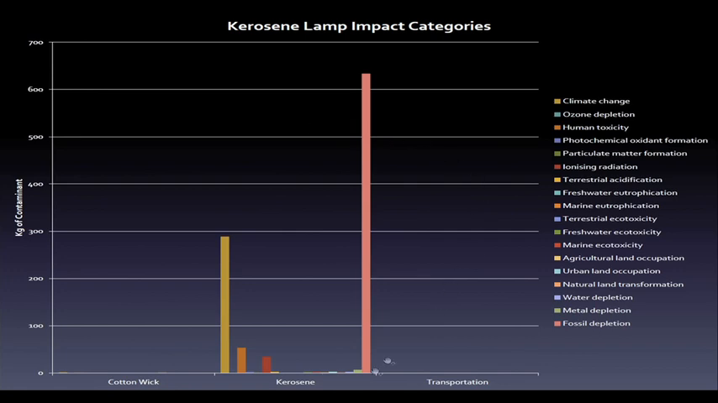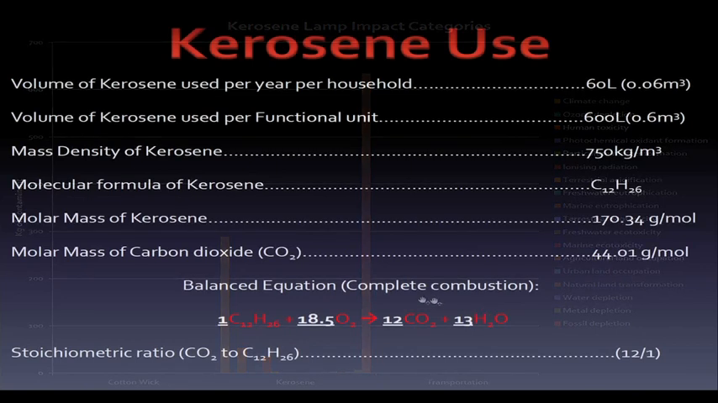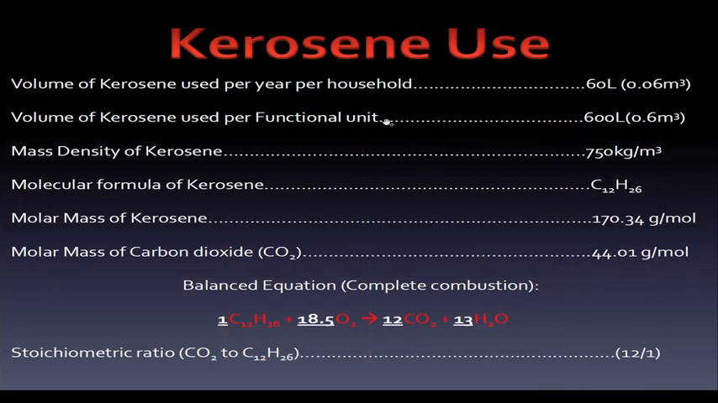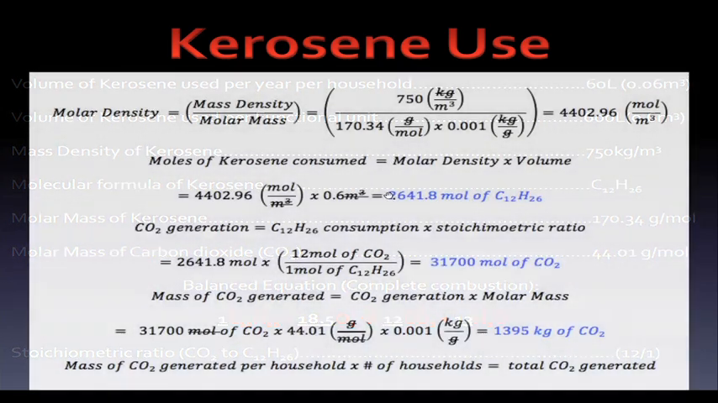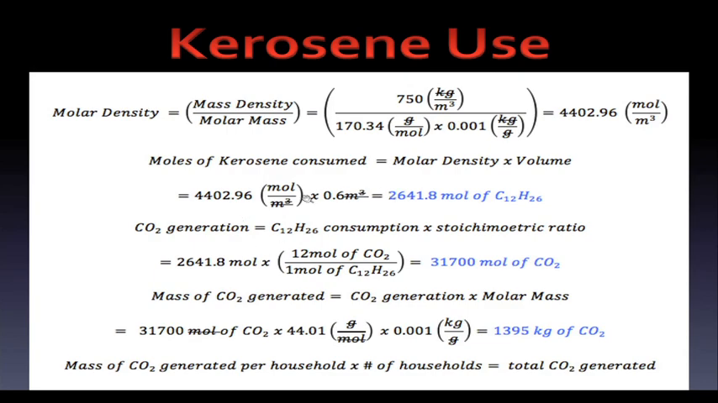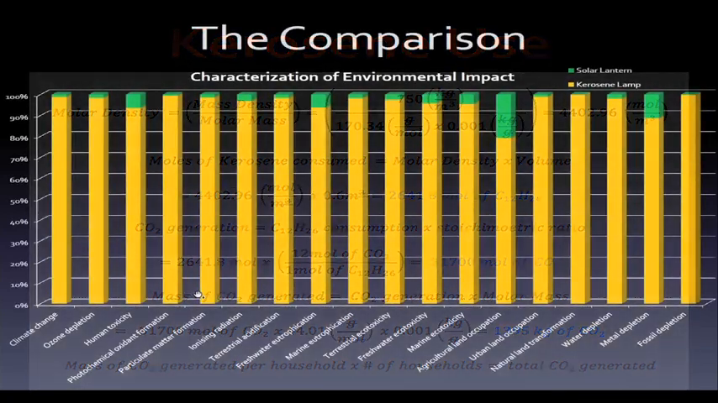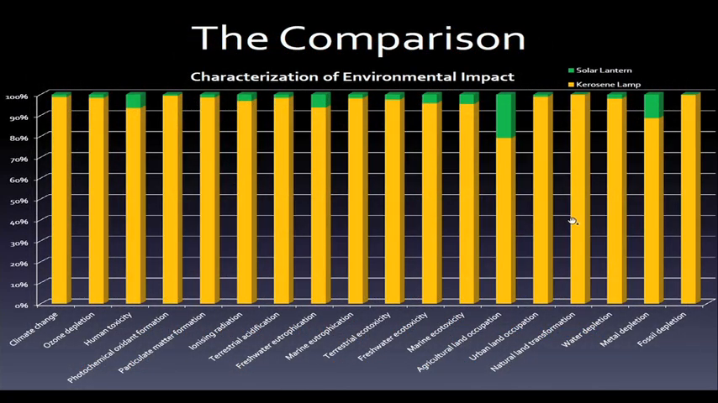So again we look at the cotton wick, kerosene lamp, and the transportation, how much impact is coming out. It depends on how much kerosene is used, how much kerosene is used per functional unit, what is the density, and all those calculations you can do. Based on that, how much CO2 will be generated, what is the mass of CO2 generated, those calculations can be done. And then you look at the characterization of environmental impact. As you can see, the solar lamp is much smaller compared to the kerosene lamp. Kerosene lamp impact is much higher, which is the answer we already knew, isn't it?